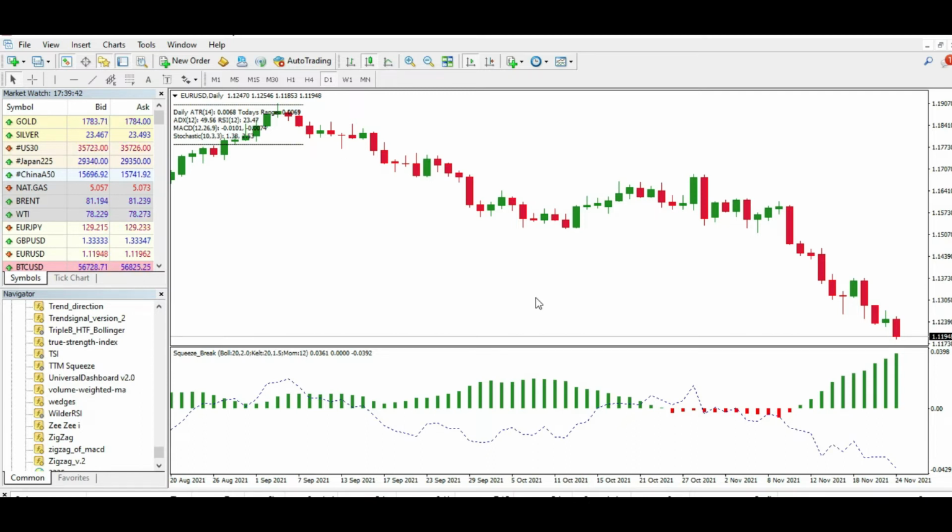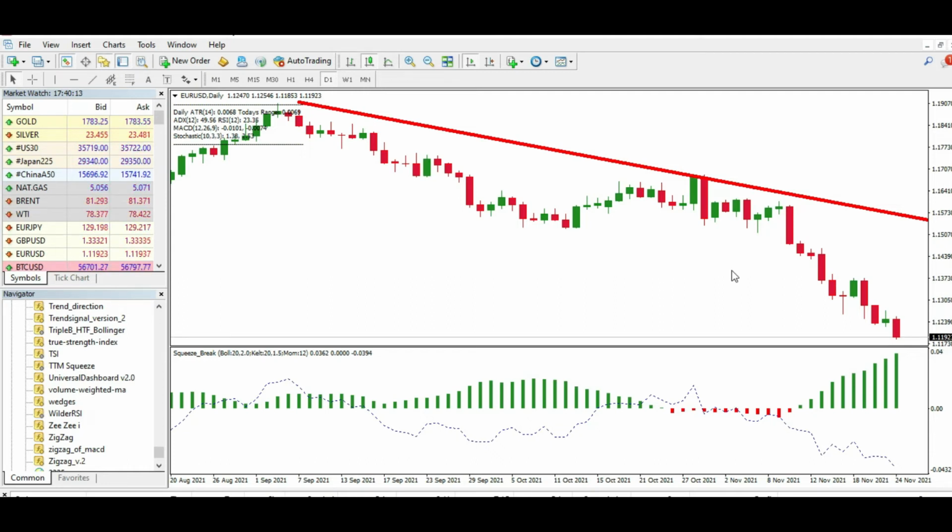So what is interesting here? How I use it, and how you should use it: since this is a breakout indicator, you should trade with the trend. If you go to the daily chart, you can see a downtrend. This downtrend is from September and today is November. So for several months we have had a downtrend.